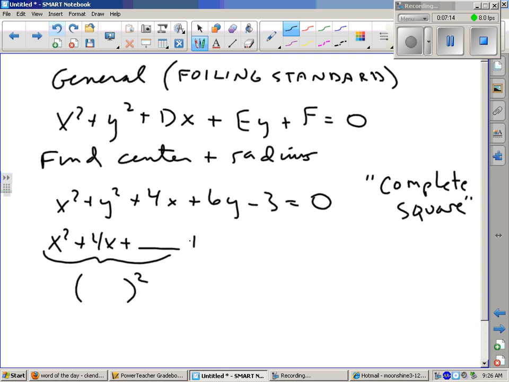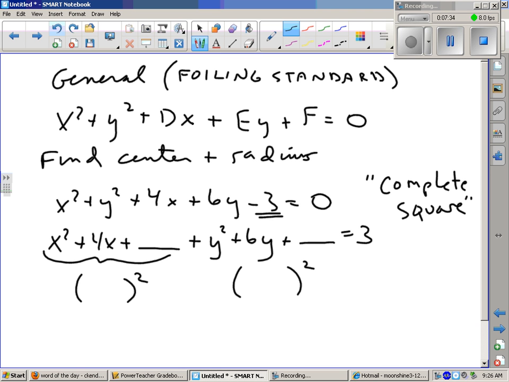All right, do the same with the y's. Y squared plus 6y plus blank. Eventually it will turn into something like this. Now this 3 is just kind of in the way right now. We're going to move it over. Okay, so we'll put it over there. All right, this is where we got to think a little bit.